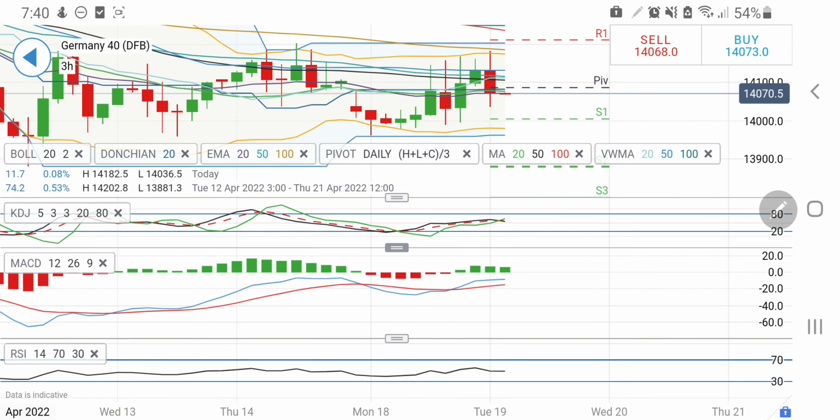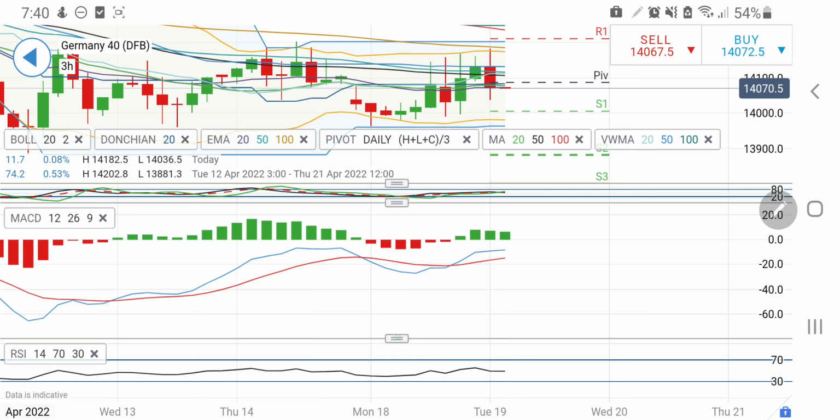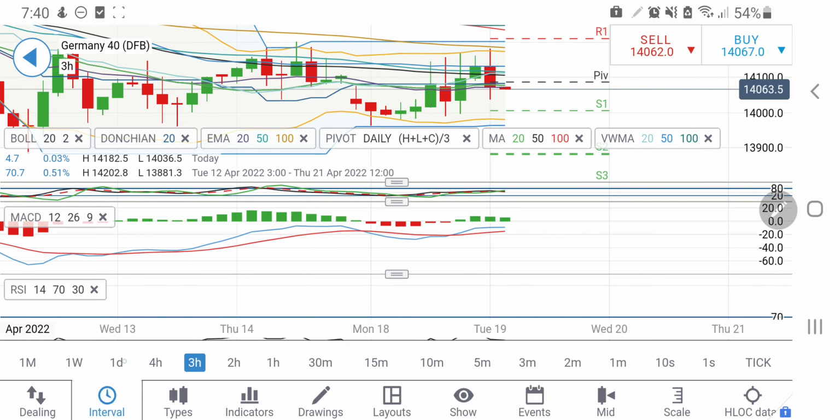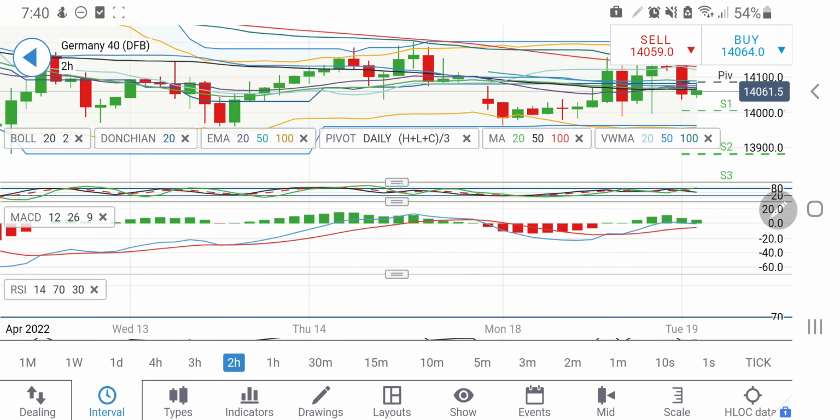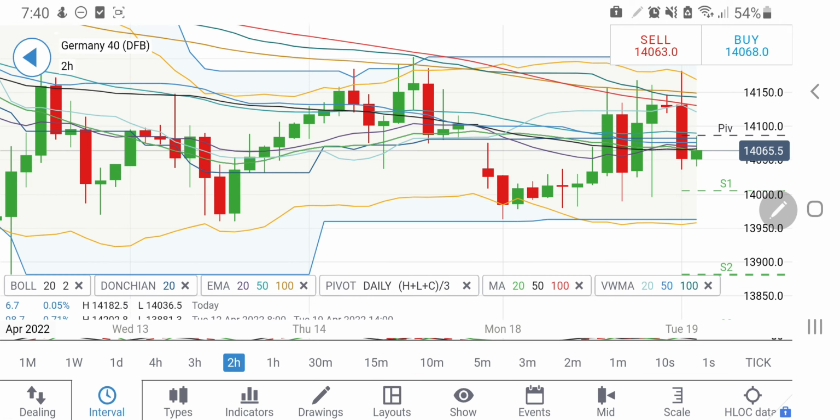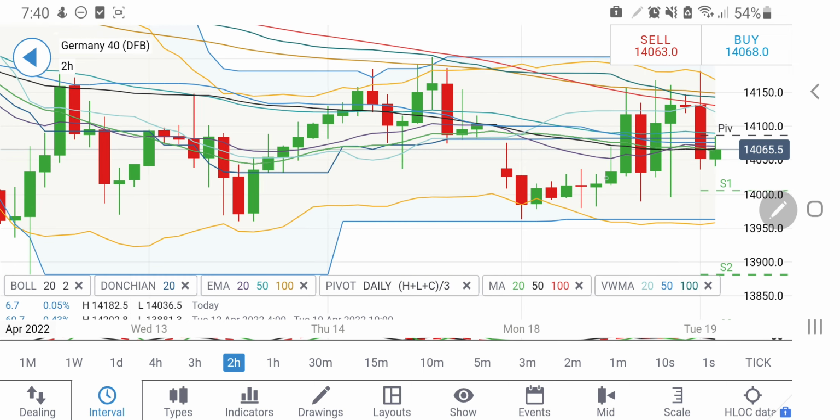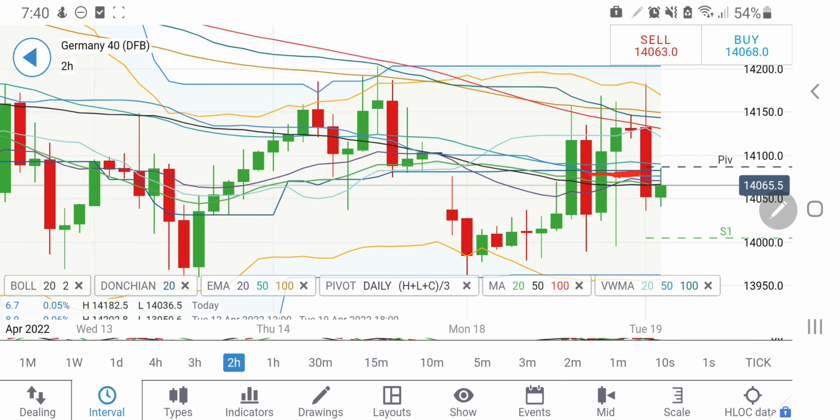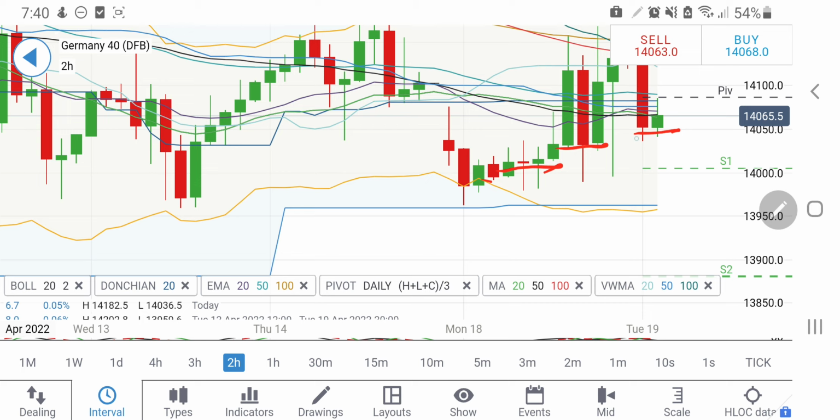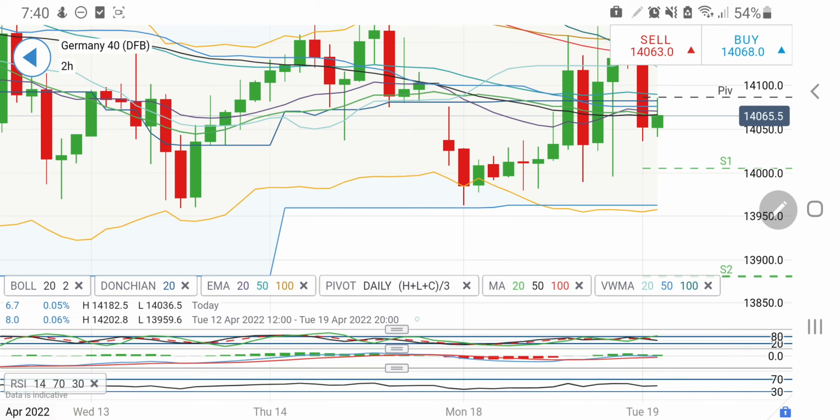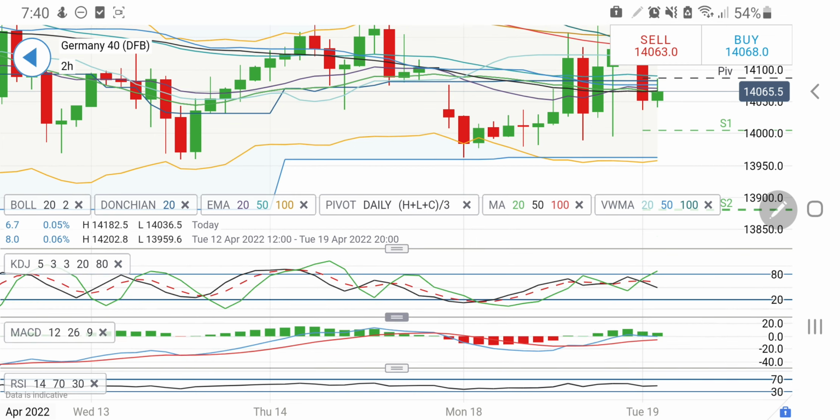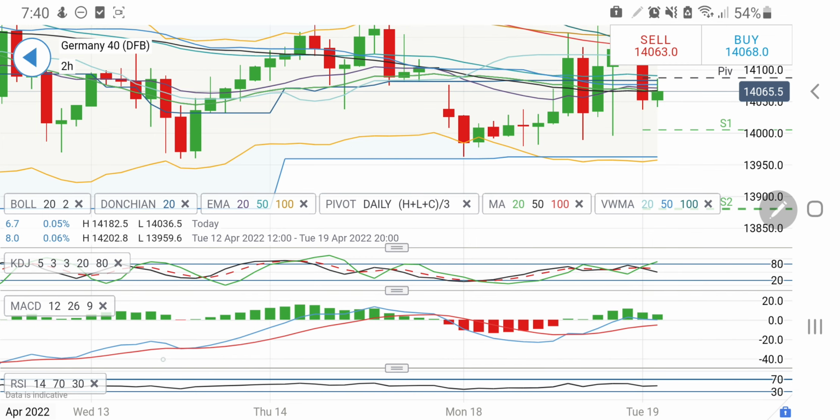Look at the 3-hour stochastic, again looking downwards. MACD is trying to converge here, wide parallel. And if you look at the 2-hour charts, you can see it is creating a base on the higher side, and every time it is creating higher highs. So yes, with the support now at around 14,050, one can remain long on Germany 40. Probably one can expect it to cross 14,100, 14,150 and 14,200 levels again. The 2-hour stochastic is not showing any signs. MACD is trying to converge here.